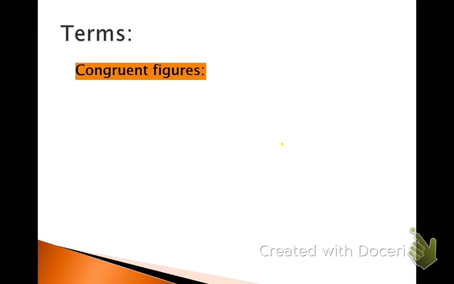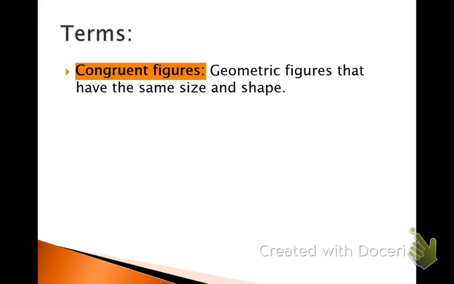Congruent figures are geometric figures that have the same size and shape. This was a term on your scrapbook project. So, geometric figures that have the same size and shape.